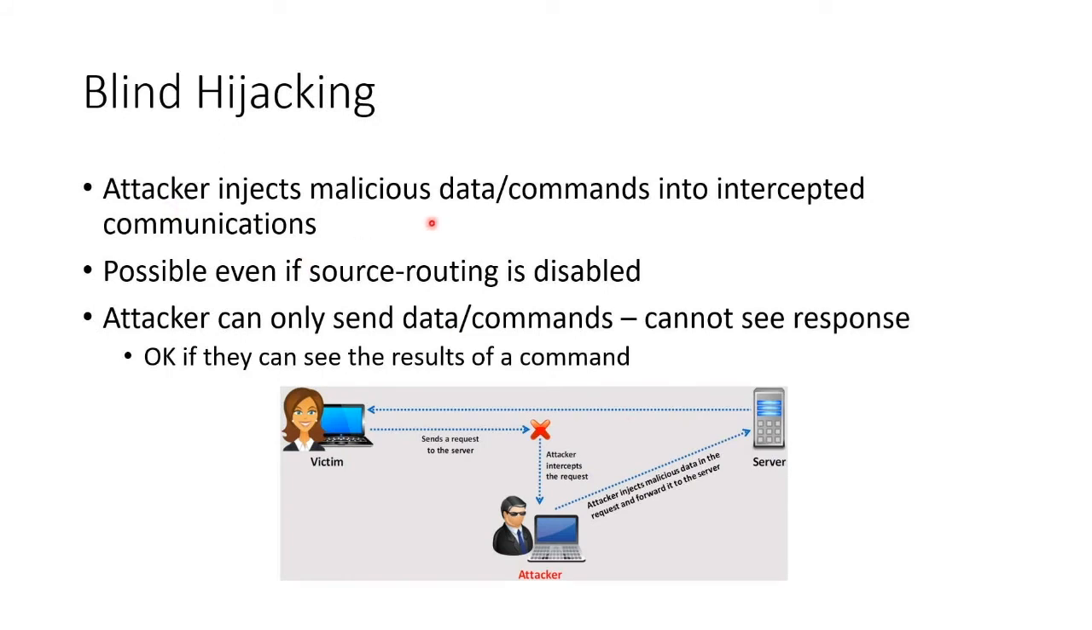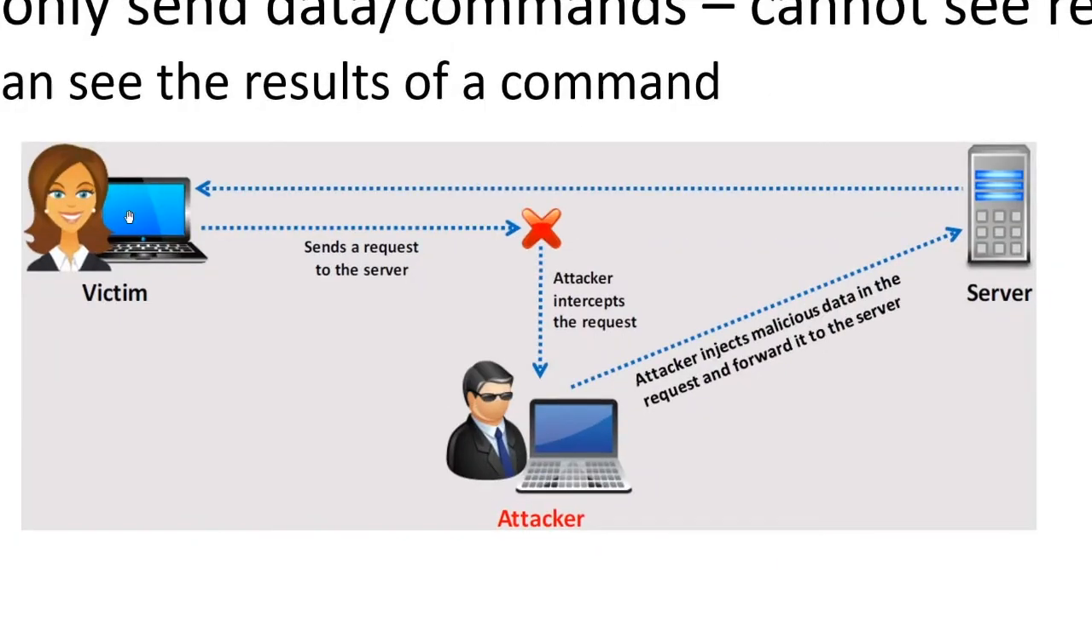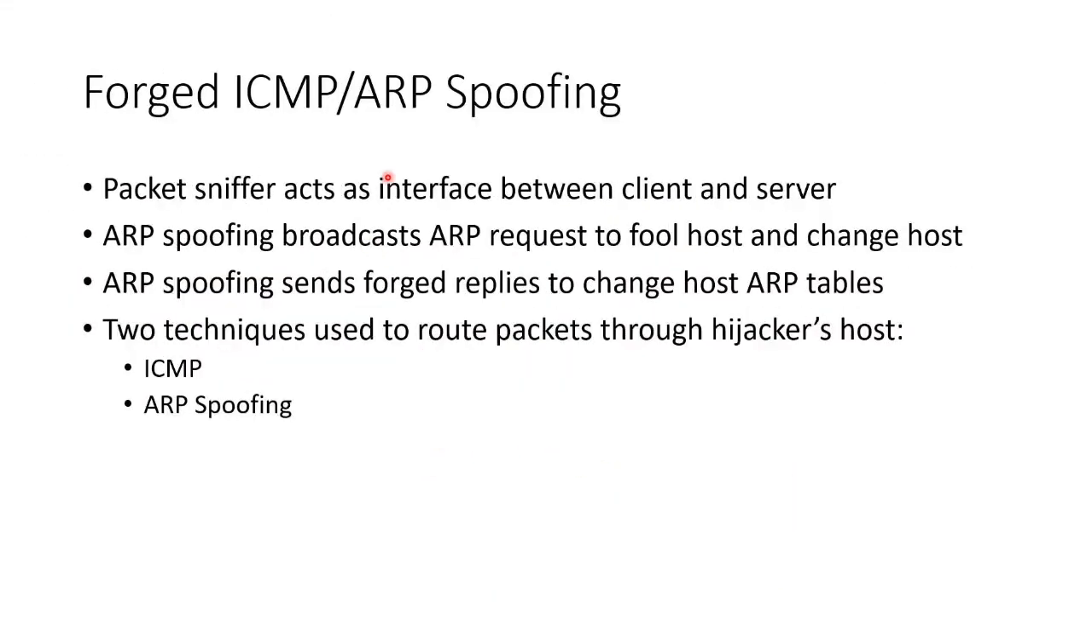Blind hijacking is typically done with source routing, meaning that I am inserting myself in the middle here. Let me just zoom in so you can see a little bit better. So here's a victim who would have a normal connection to a server. I'm going to intercept the request, and then I'm going to inject malicious data here. The server responds back to the original user. We never see the response, but hopefully we see the end result. So that would be blind hijacking. We can forge ARP, we can forge ICMP, we can forge TCP.